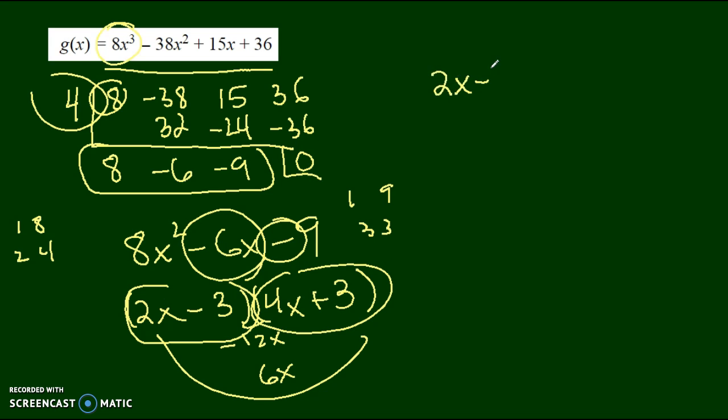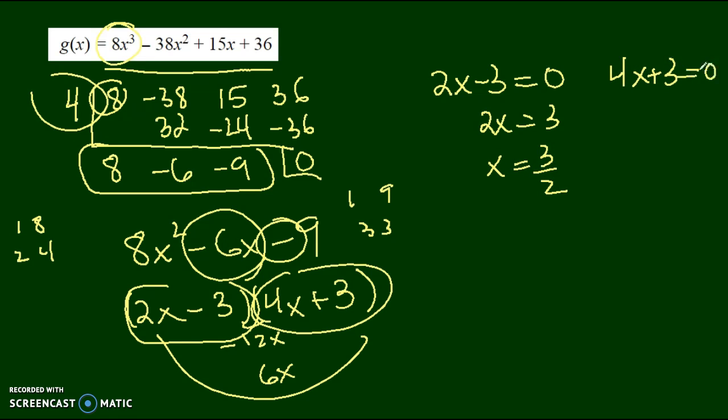I'll take 2x minus 3, set that equal to 0. That means that 2x has to equal 3. That means x has to equal 3 over 2. And then I'll take 4x plus 3, set that equal to 0. That means 4x would have to equal negative 3. And if I divide both sides by 4, x would equal negative 3/4.